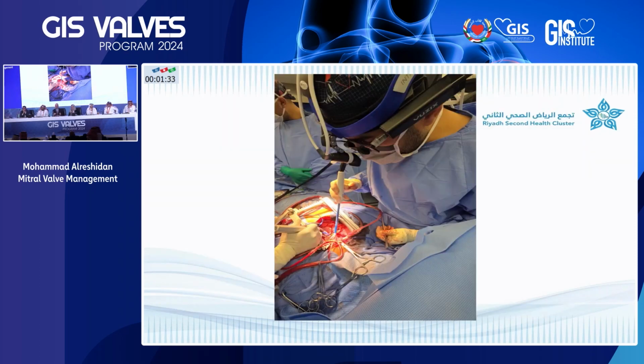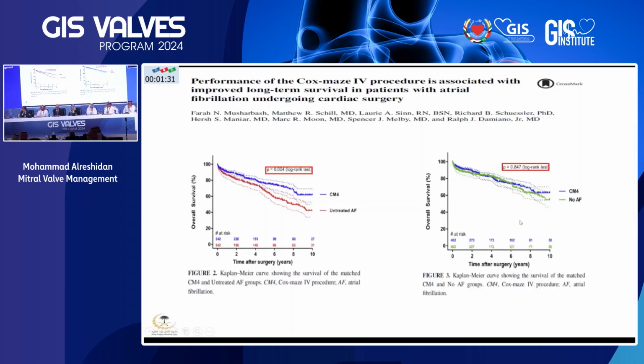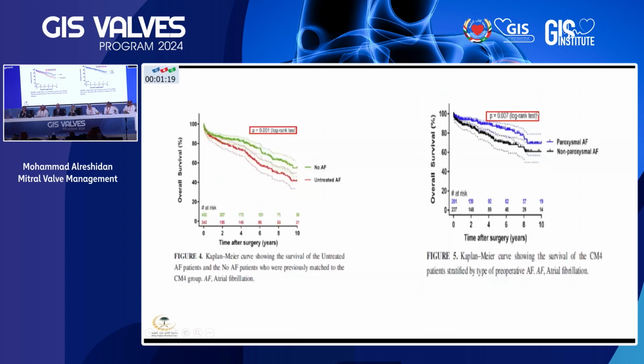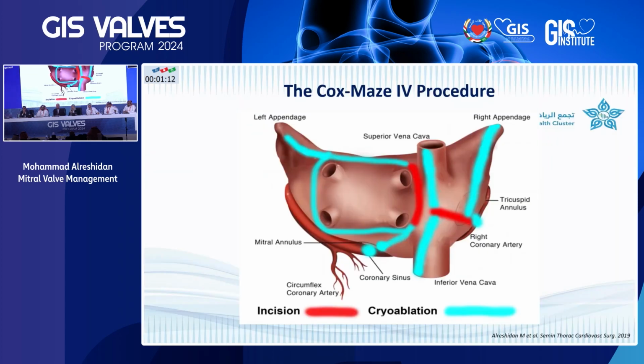Should we do arrhythmia surgery with a mitral valve? Of course. Why should we do that? Because there is a clear survival benefit. If a patient comes with mitral valve disease with atrial fibrillation, doing a MAZE procedure or ablation will affect the patient's survival. And if you look at this, it will actually match the people who have no atrial fibrillation. And also, we're doing simulation today.